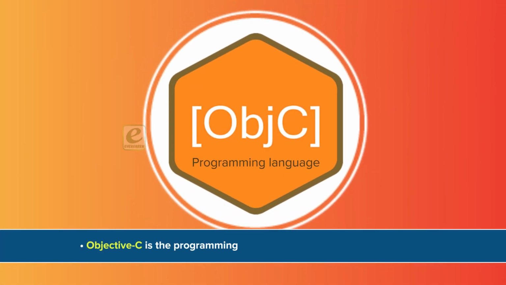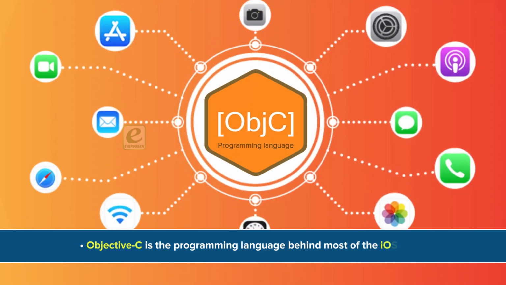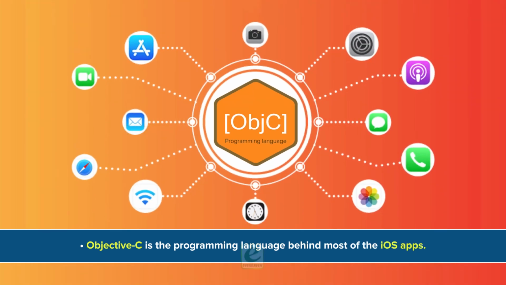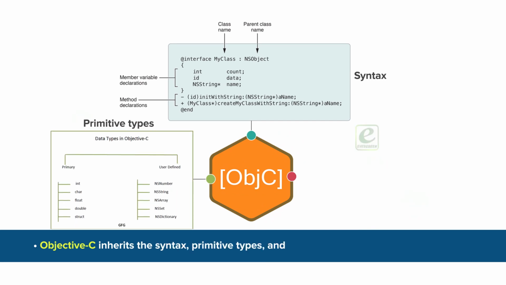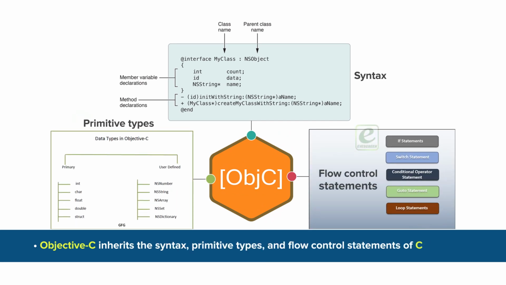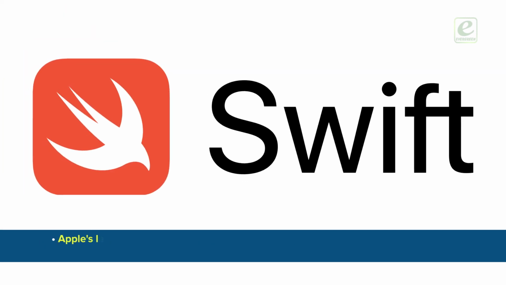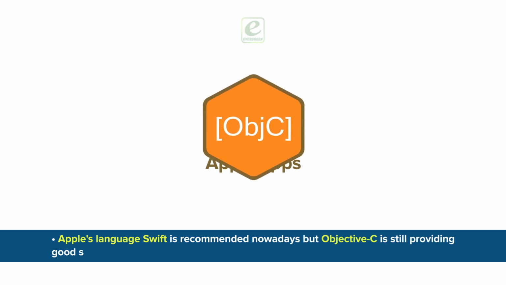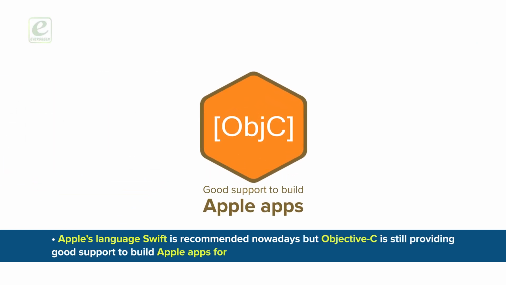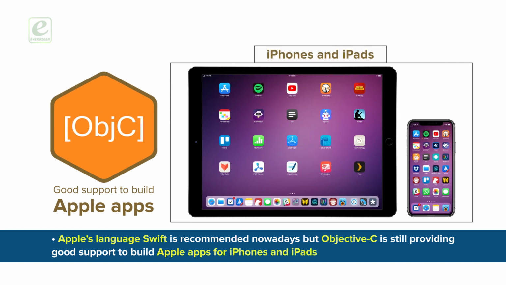Objective-C. Objective-C is the programming language behind most of the iOS apps. Objective-C inherits the syntax, primitive types, and flow control statements of the C language. Apple's language Swift is recommended nowadays, but Objective-C is still providing good support to build Apple apps for iPhones and iPads.